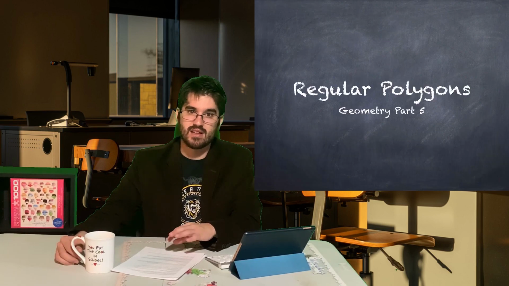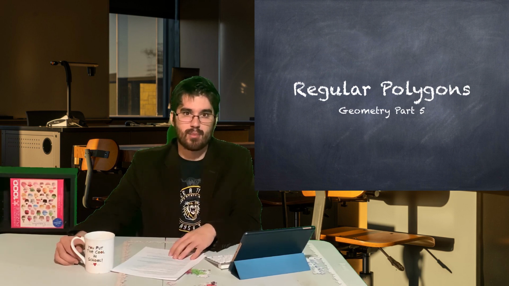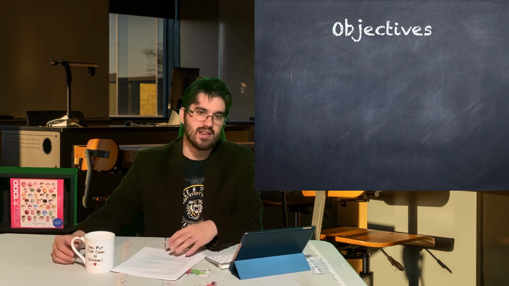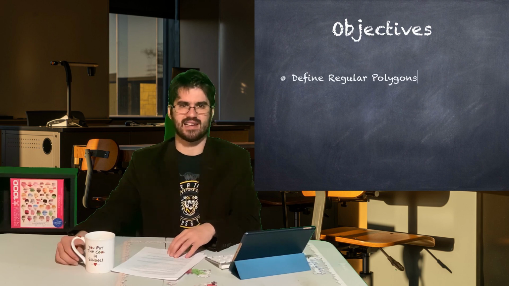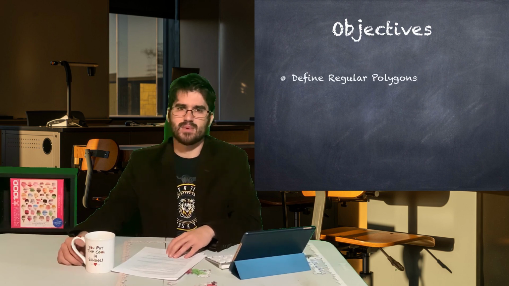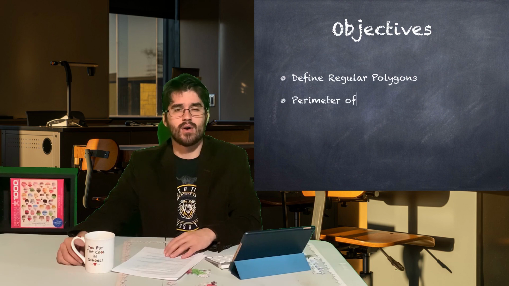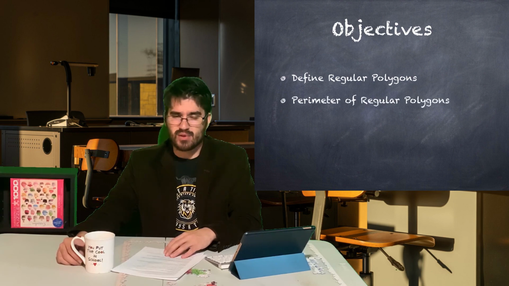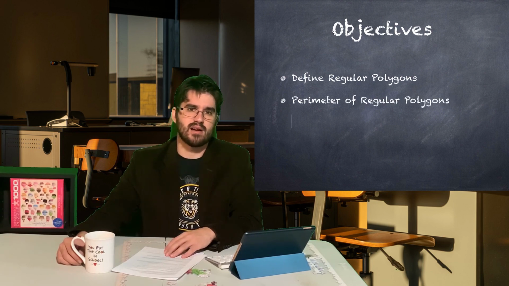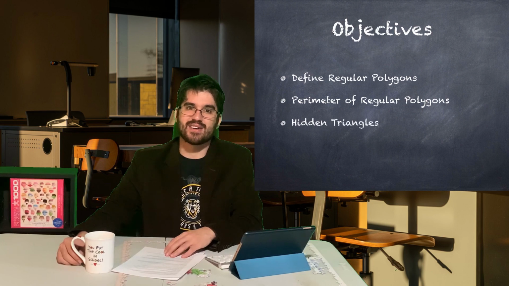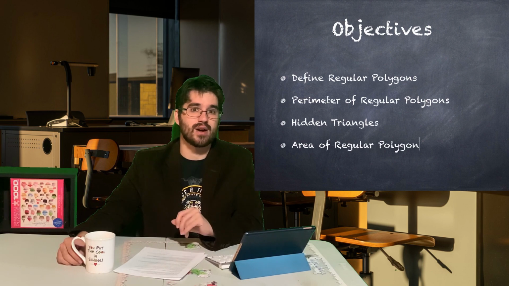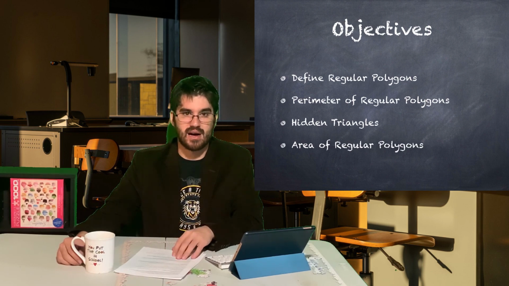I'm Mr. Beard. In today's lesson, we're going to talk about regular polygons. In this video, I'll go over what a polygon is, what a polygon isn't, and what could make them regular. We'll talk about the perimeter of regular polygons. There might be some hidden triangles that I'll point out. And then we'll go over how to use those triangles to find the area of a regular polygon.